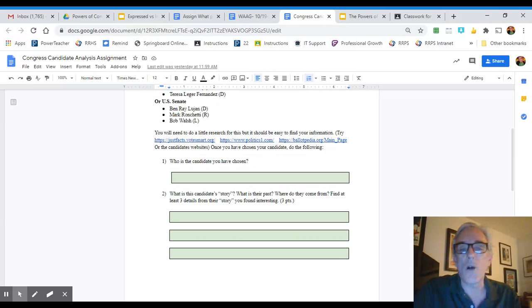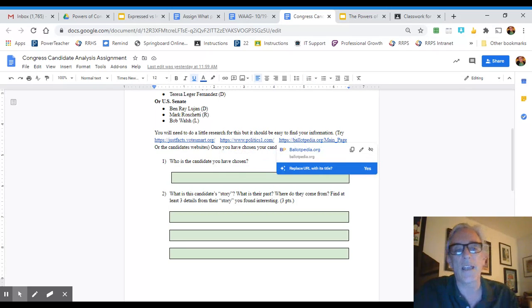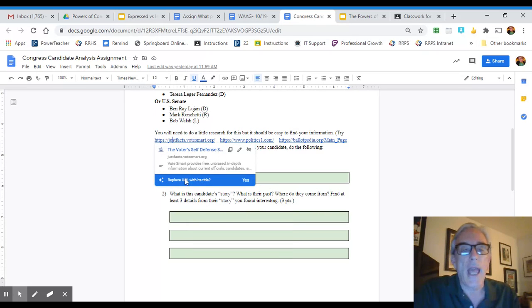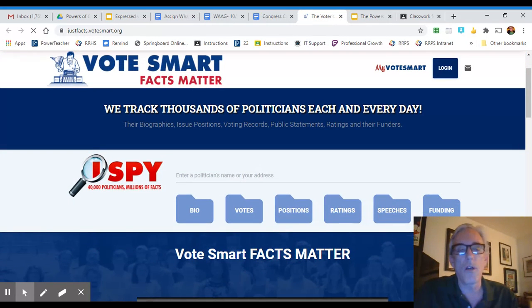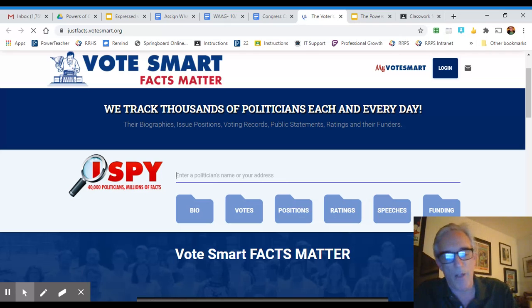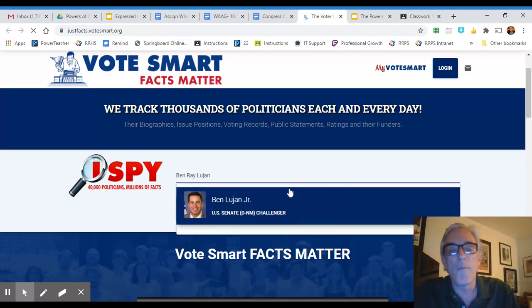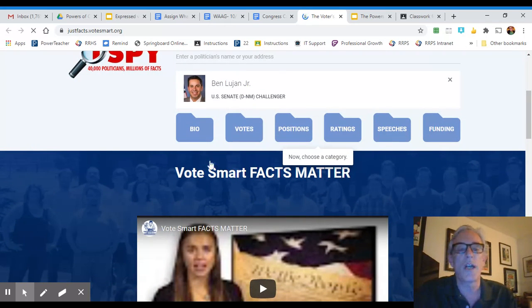Now, you can go directly to the candidates' websites if you like, and there are a couple of sites here that have other information, but I really like this one. It's called Just Facts, Vote Smart. And it's just a database that gives a lot of information about the particular candidate. So what you would do is just go here and enter the candidate's name. And I'll enter Ben Ray Lujan just because I can spell his name. And there he is. He pops up. And it'll show us a whole bunch of information about Ben Ray Lujan.